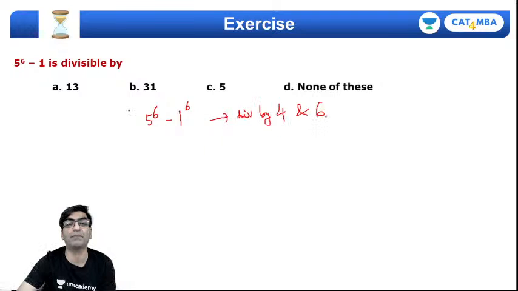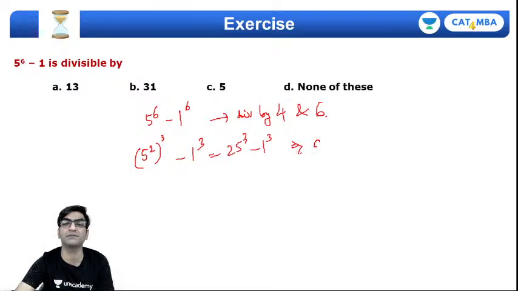So 5 power 6 can be written as 5 square whole cube, na? Similarly, minus 1 cube, which means this is basically 25 cube minus 1 cube. So a cube minus b cube, where the power is an integer, will always be divisible by a minus b. So this is divisible by what? 25 minus 1, that's 24, right? Is that useful? Well, no, not really.